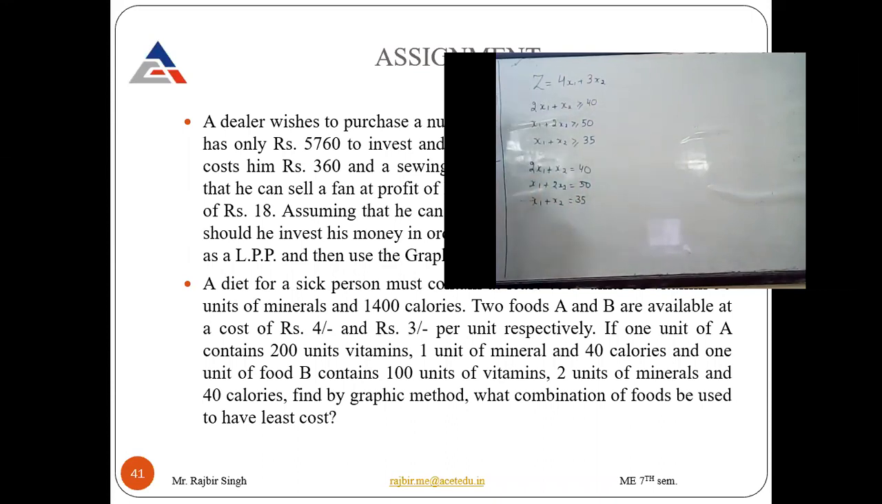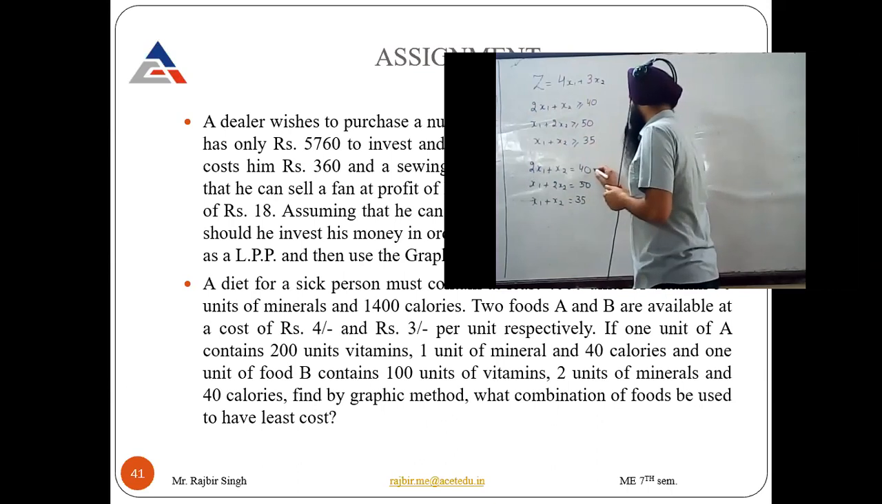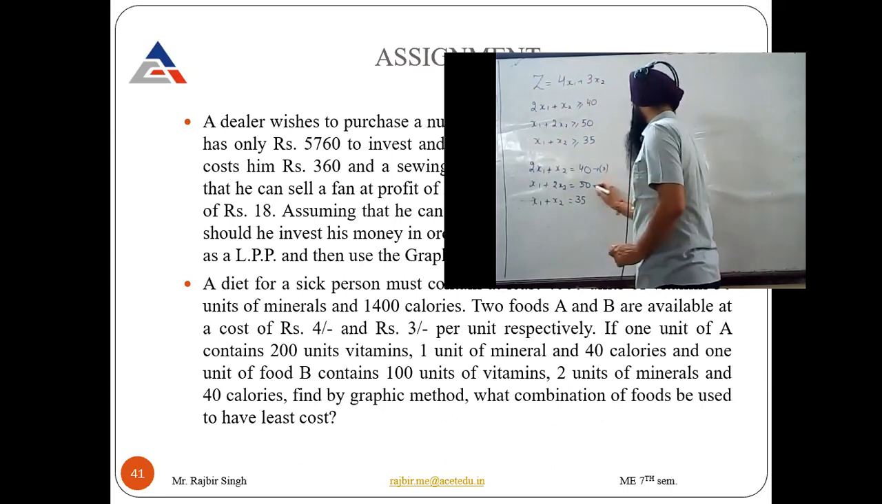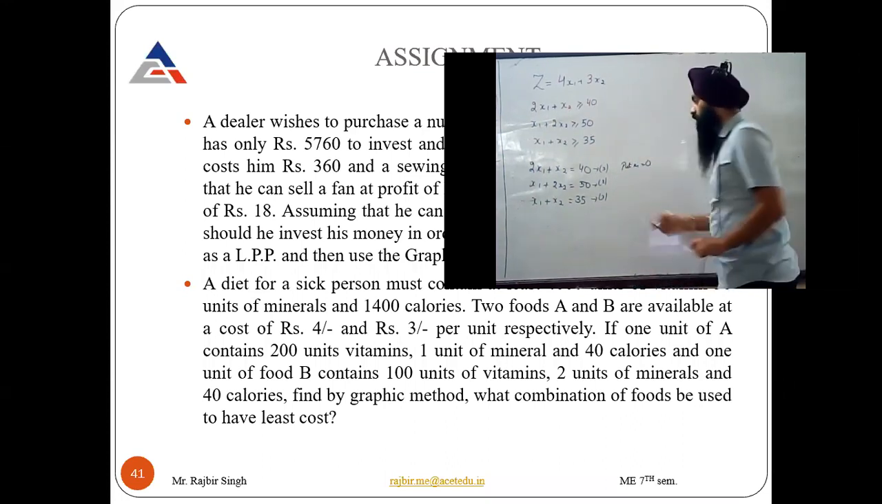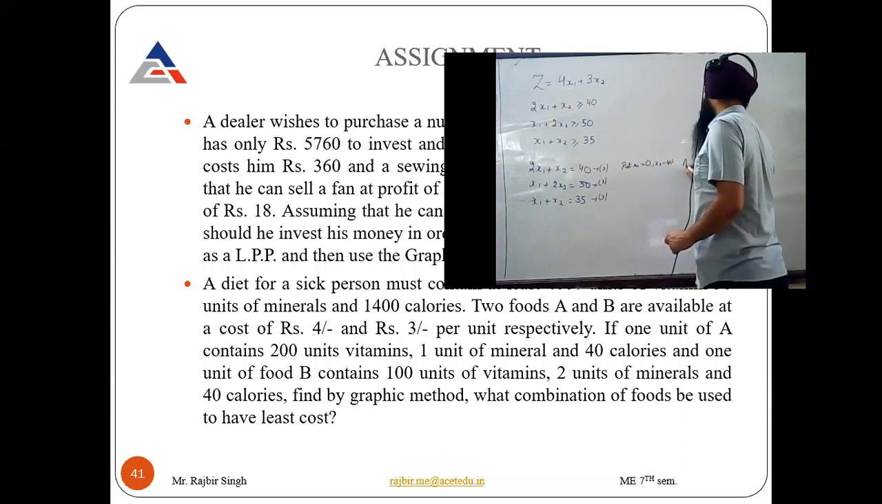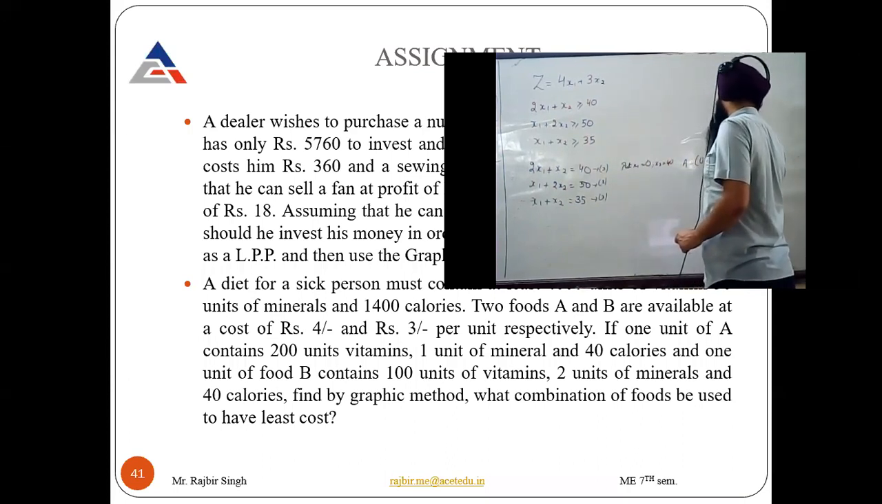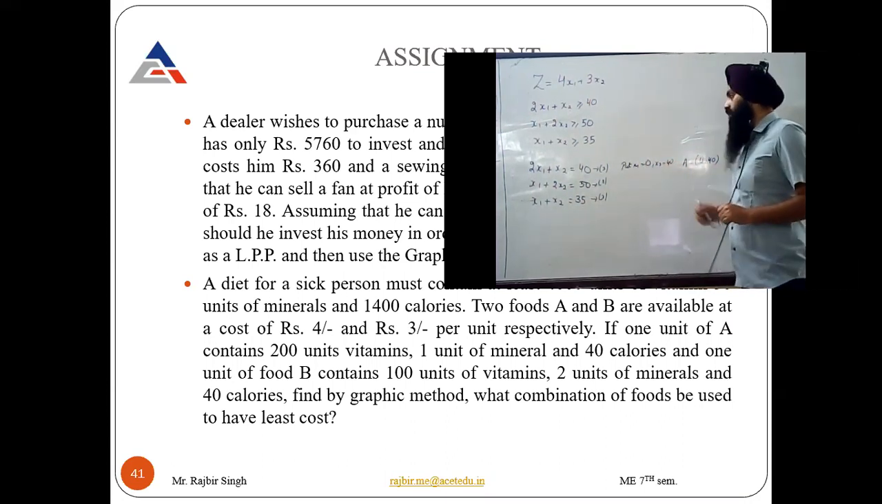Now the next step is to put the value of x1 equal to 0 in equation number 1. Let this be equation number 1, this be equation number 2, and this be equation number 3. So put x1 equal to 0. 0 plus x2 is equal to 40. It means the value of x2 will be 40. So point A will be 0 comma 40.